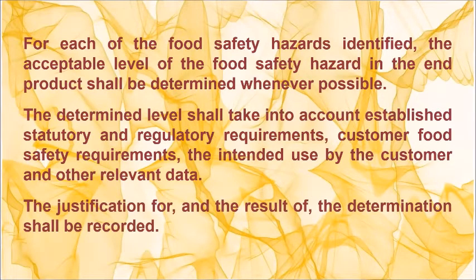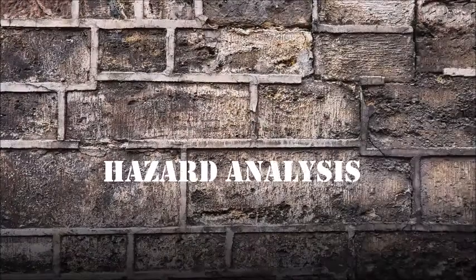You already know this has to be done for that particular product, so that the intended use of the customer is defined. The justification for the result of the determination shall be recorded. So whatever you have decided earlier, you need to put it down on paper: this is the reason, these are the facts, these are the norms, or this is why we have determined these levels, and this is the acceptable level of hazard, or zero hazard if it is so.